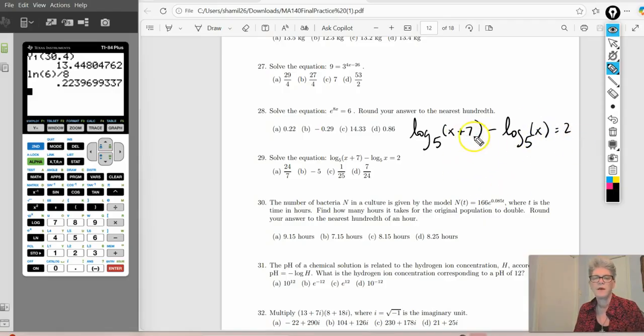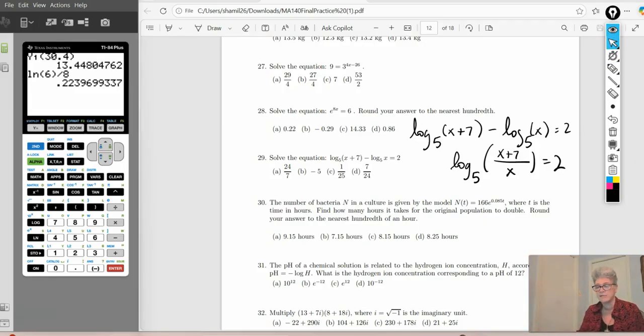So the quotient rule says if you have a difference of logarithms and they have the same base, you can combine them into one logarithm. The one that comes first goes in the numerator, and then that one goes in the denominator. Okay, now what? I'm going to convert that into exponential form. To convert that into exponential form, it's going to be the base raised to this power, is equal to the argument, whatever is inside the parentheses.